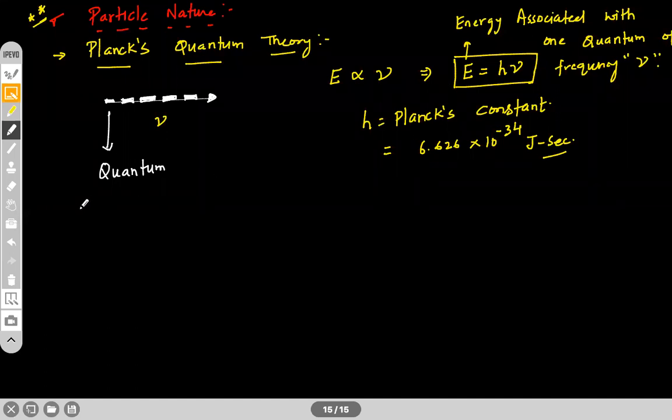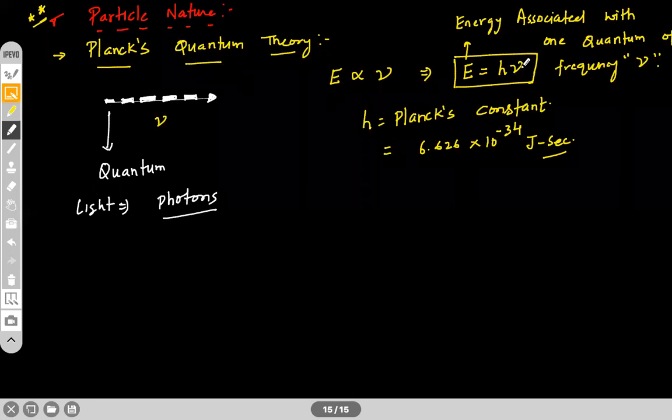But in the case of white light, the term we use is not quantum, but photons. So photons are the particles of light. For any other radiation, the particle is known as a quantum, right? So quantum is the more generalized term. Photon is specifically used for light. Okay, this is for any other wave.